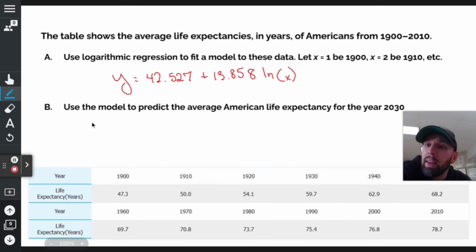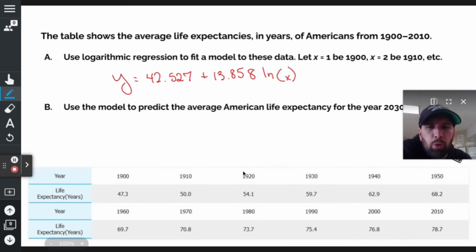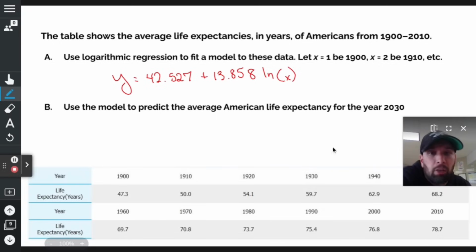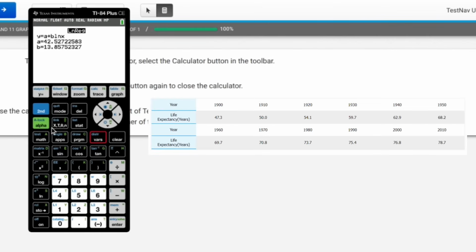So I can then answer B, which is use the model to predict the average American life expectancy for 2030. Now, I do this in the video, but I'm also very clear that if you're 1, 2, 3, 4, 5, 6, 7, 8, 9, 10, 11, 12, then 2030 is going to be 14. So I'm going to make sure I understand that 2030 is when X is 14. And I say that in the video. Just watch. If you remember, I already programmed that into the y sub 1 part by using the whole vars thing when I did ln reg.